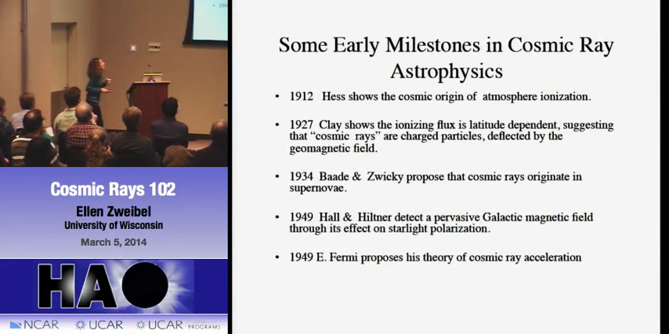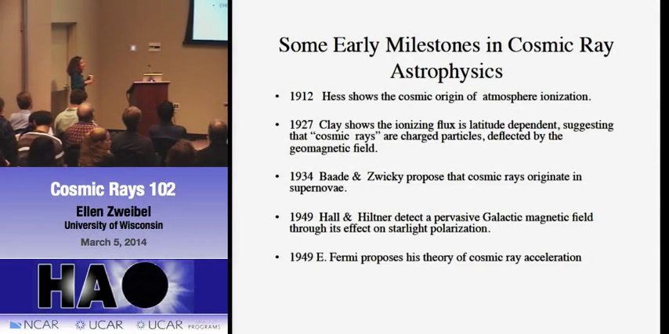So why is this cosmic rays 102? Well, it's 102 years since Hess showed that the atmospheric ionization, which had been known since the time of Coulomb, was cosmic in origin. So he went up in a balloon, he saw that ionization increased with height, and that was evidence that the source of ionization is not terrestrial. So they called these ionizing particles cosmic rays, not really knowing what they are.